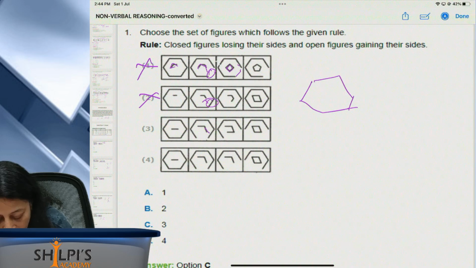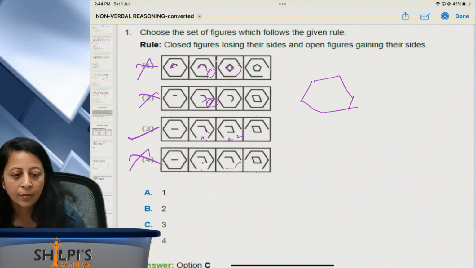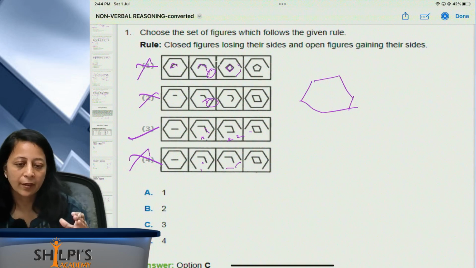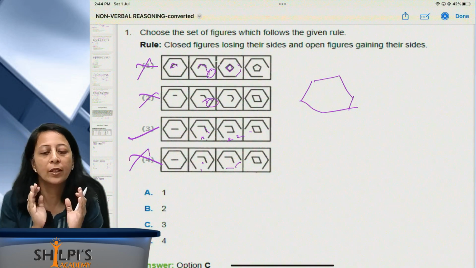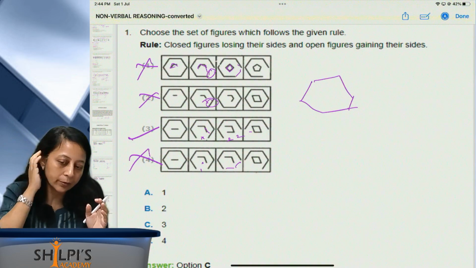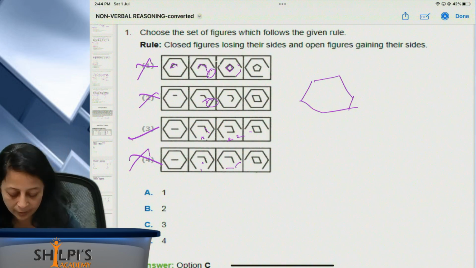Here 1 gain, 1 lose. 2 gain, 2 lose. 3 gain, 3 lose. Here again 1 gain, 1 lose. 1 gain, but you lost 2, so this is also not correct. Perfect? Okay, this is the rule: closed figures losing one side, open figures gaining one side. It means the total number of lines on the sides should be the same. That's it, that's a small rule.